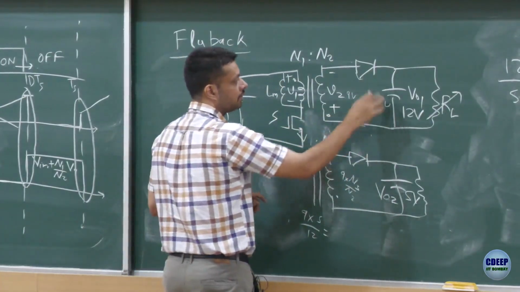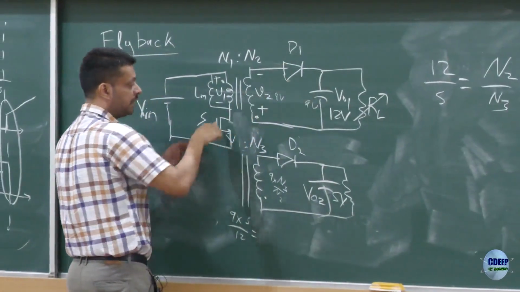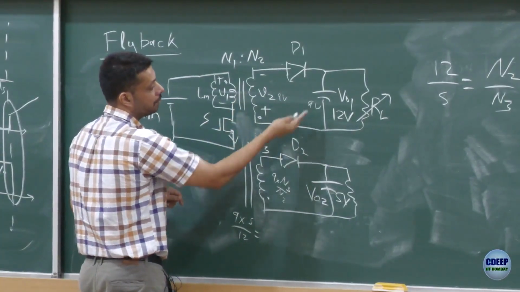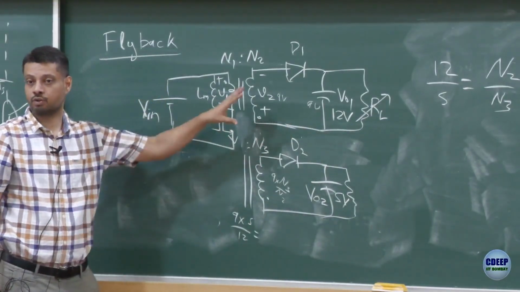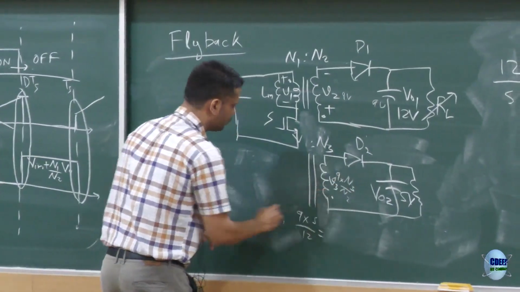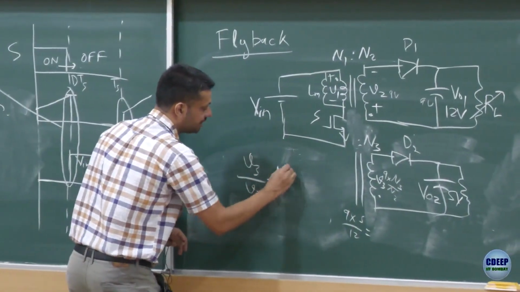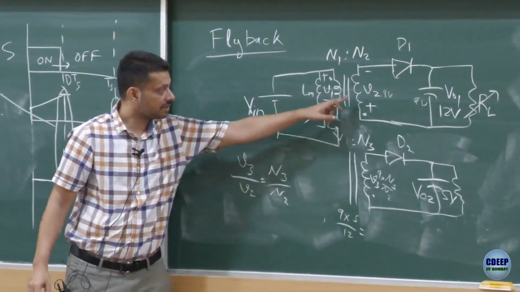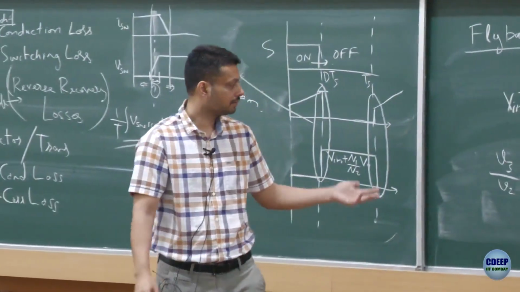If this is 9 volt, let's assume that diode D1 conducts. If diode D1 conducts when the switch is off, then what will be V2? V2 will be equal to minus 9 volt, is that okay? V2 will be equal to minus 9 volt. So what will be V3? V3 by V2 is equal to N3 by N2, right? So V3 will be equal to minus 9 multiplied by 5 by 12. How much is that? Can someone quickly calculate?